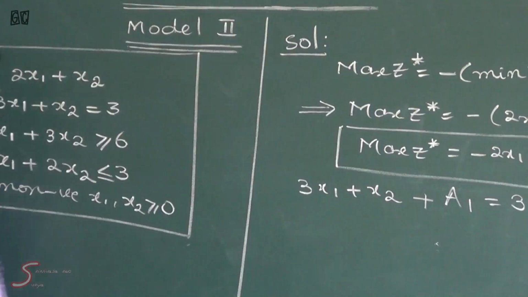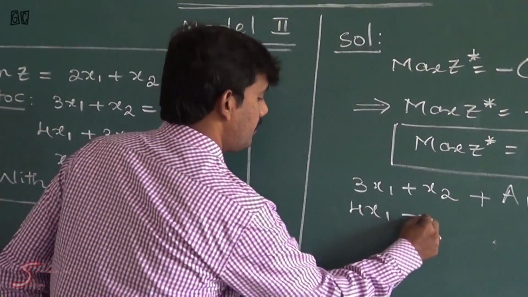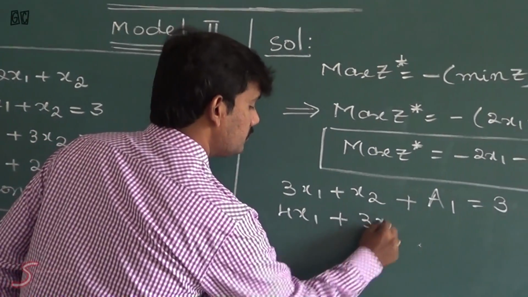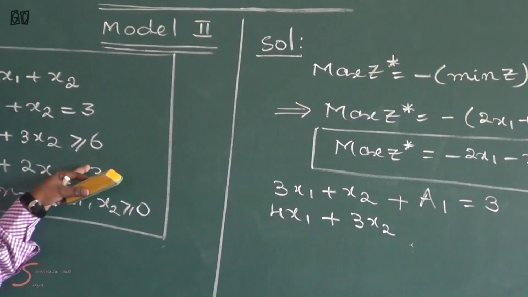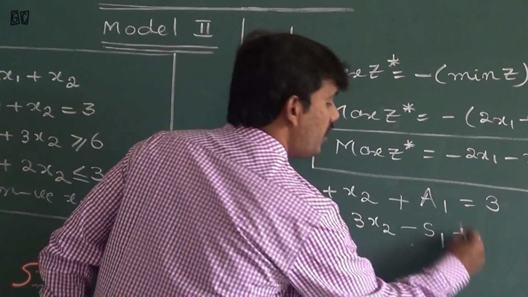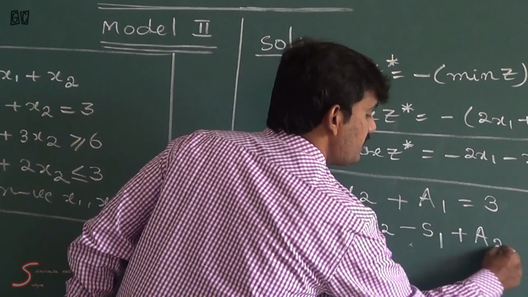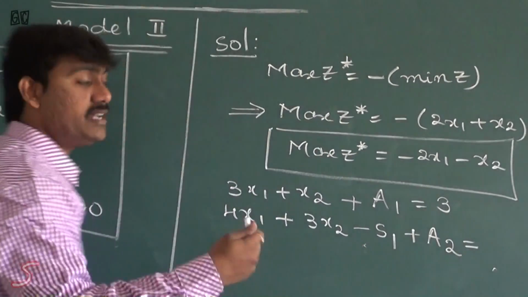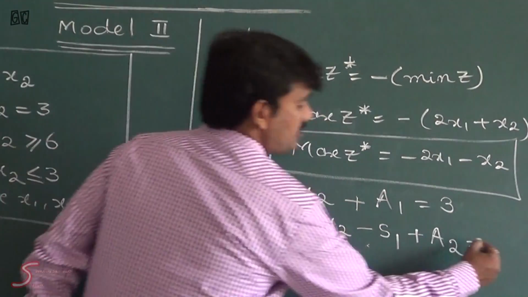The second constraint, that is 4x1 plus 3x2, is in the form of greater than or equal to type, so we introduce a surplus variable, that is minus s1. Since we introduced the surplus variable, we also introduce the next artificial variable, a2, that equals 6.